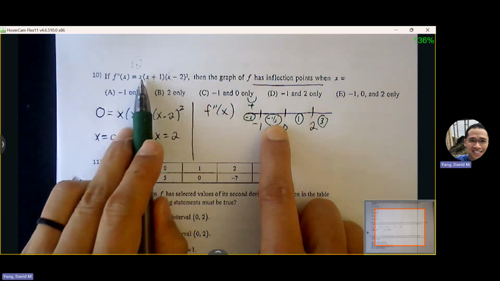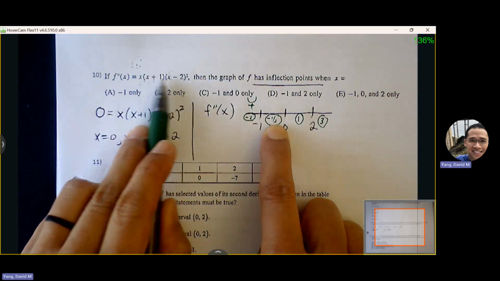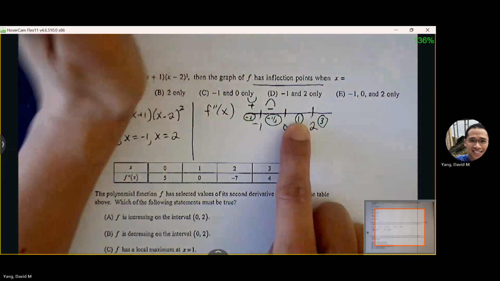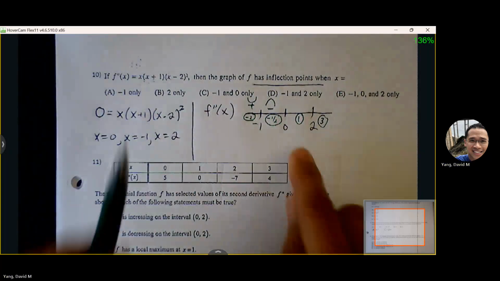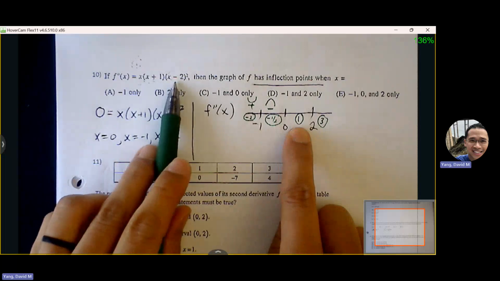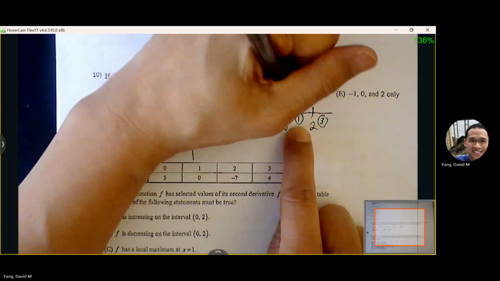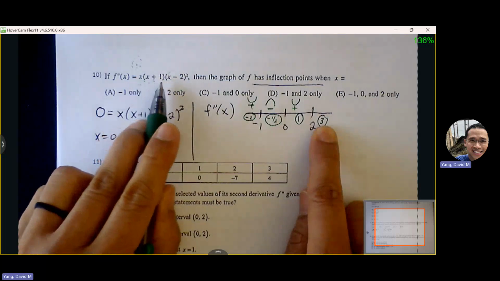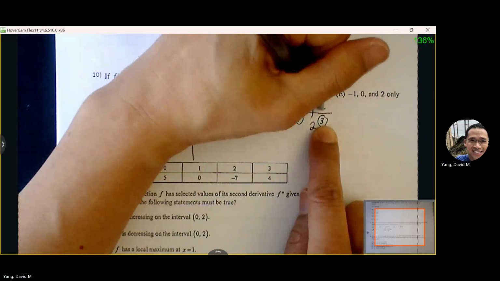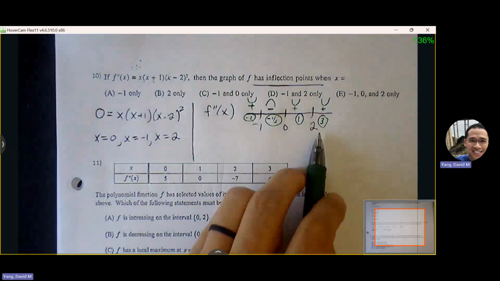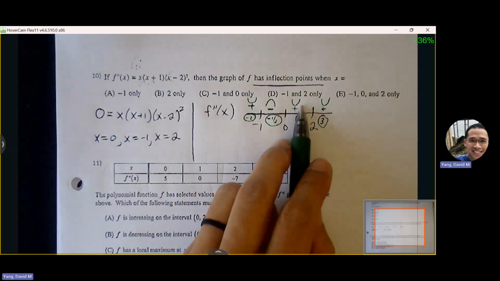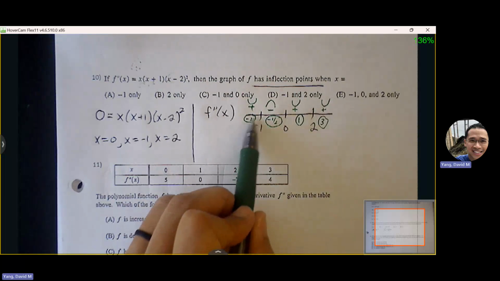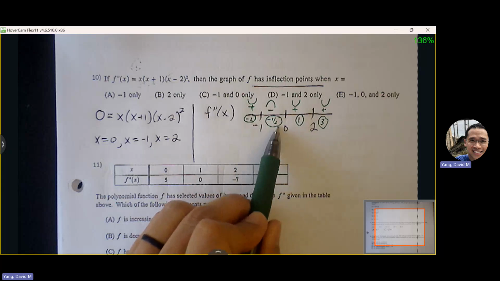-1/2, I get negative times positive. So only one negative. So concave down. Plug 1 in, positive, positive, positive. Plug 3 in, positive, positive, positive. So it looks like 2 is not going to be a point of inflection for us because there's no change in sign. So point of inflection only at -1 and then at 0.